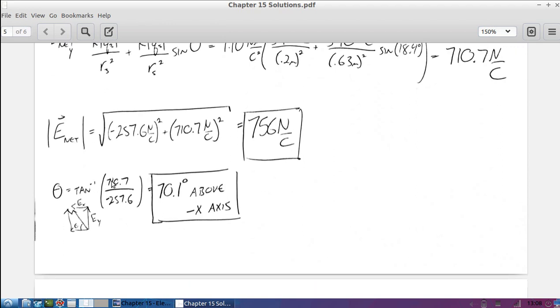Use the inverse tangent of the y component over the x component. So I've got a positive y component and a negative x component. That tells me I'm a second quadrant vector, right? Positive y, negative x. So I draw that vector in the second quadrant. X component is negative, y component is positive. This is the angle I'm looking for, the angle measured from the nearest x-axis. That's what I like, because it's the easiest way for me to describe it. So I get 70.1 degrees, and that angle is measured above the negative x-axis. Okay, 70.1 degrees above the negative x-axis.